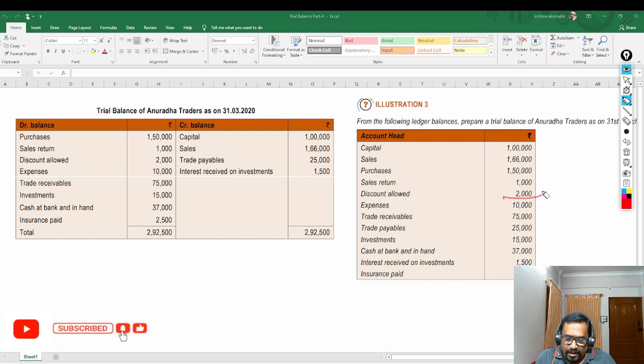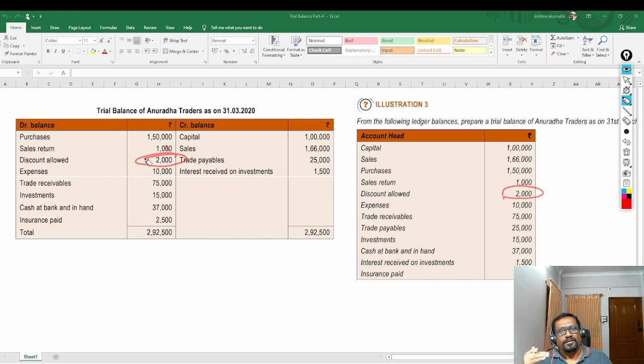Discount allowed 2000. When we give the discount to the customers, it is an expenditure for us. All expenses and losses are supposed to be debited as per nominal account. So discount allowed is a debit balance. See here, it is debit balance.